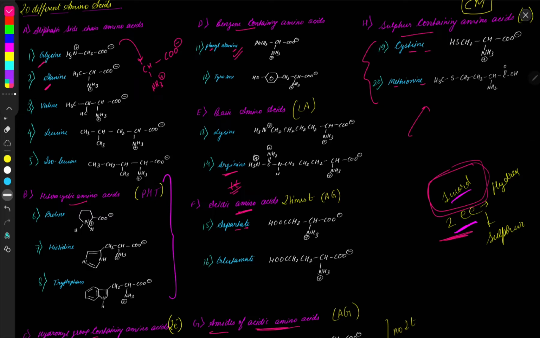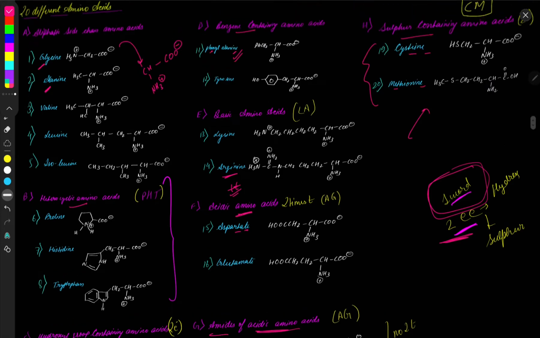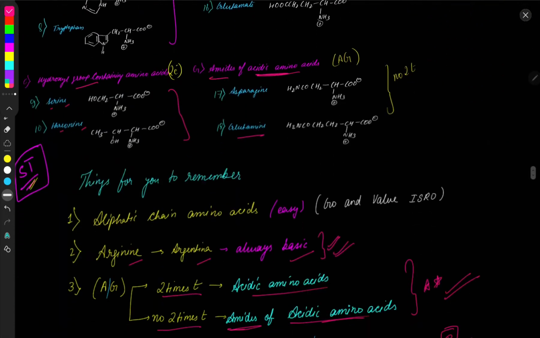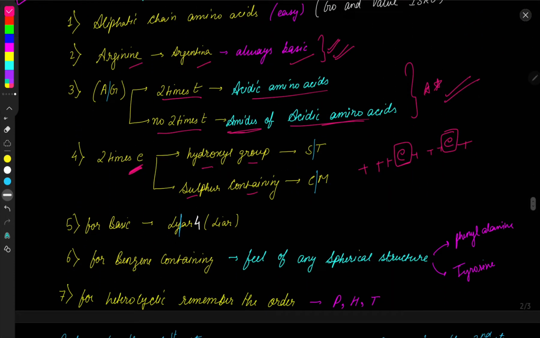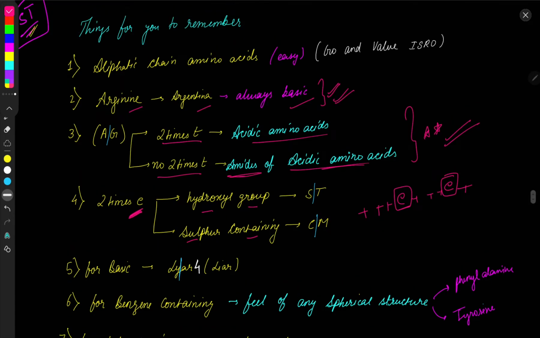In one word you have to find 2 E's, and that is in only these 4 compounds: serine, threonine, cysteine and methionine. So if 2 times E comes, then your mind should strike that either it would be hydroxyl group containing amino acids or it would be sulfur containing amino acids. Now, how would you identify whether it is hydroxyl or sulfur?